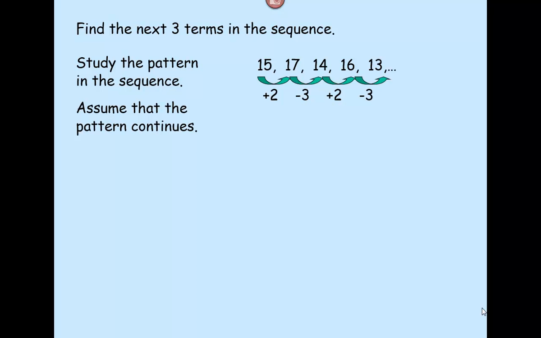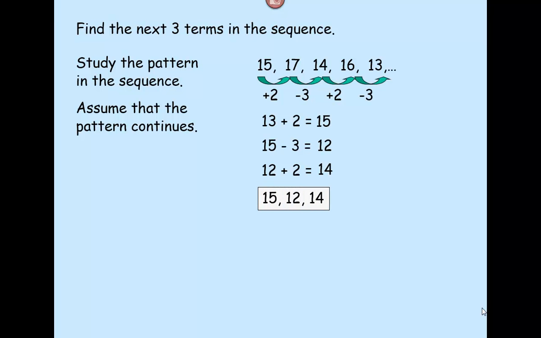Plus 2, minus 3. Plus 2, minus 3. We've found the only pattern that we can see, so we're going to assume that that's the pattern that this sequence follows. And that's a good assumption because we've looked at all of the different numbers here. So that means that we should add 2 to 13, which gives us 15. We should subtract 3 from 15, which will give us 12. Add 2 to 12, which should give us 14. Then subtract, but we only go 3 terms, so we'll stop right there. If we were to go another term, we would subtract 3 and get 11.